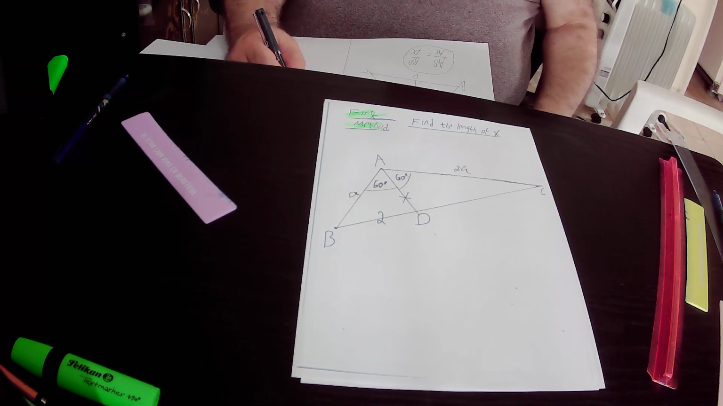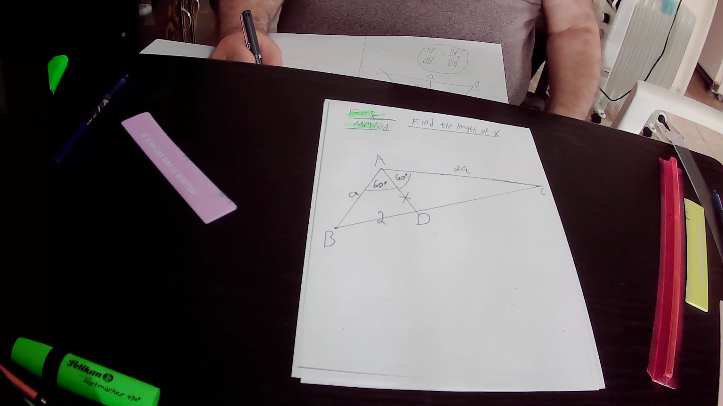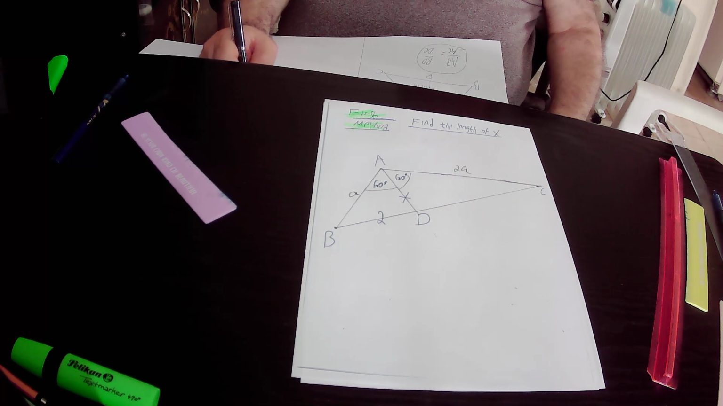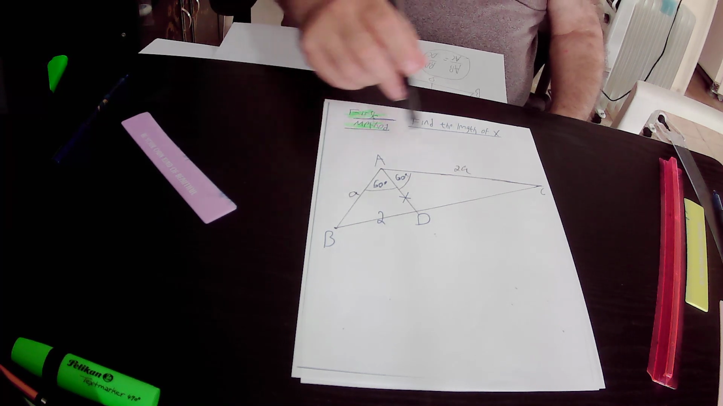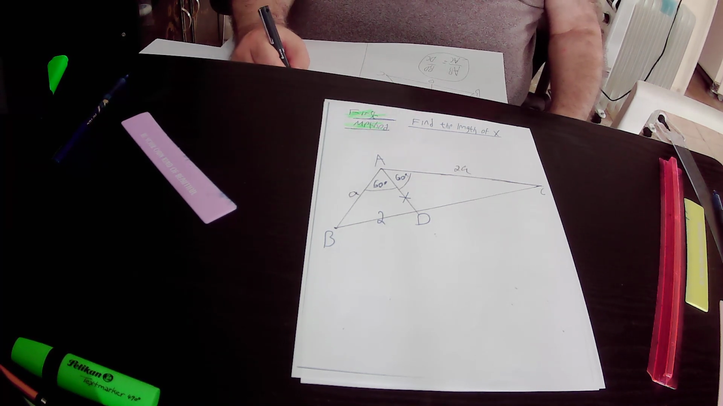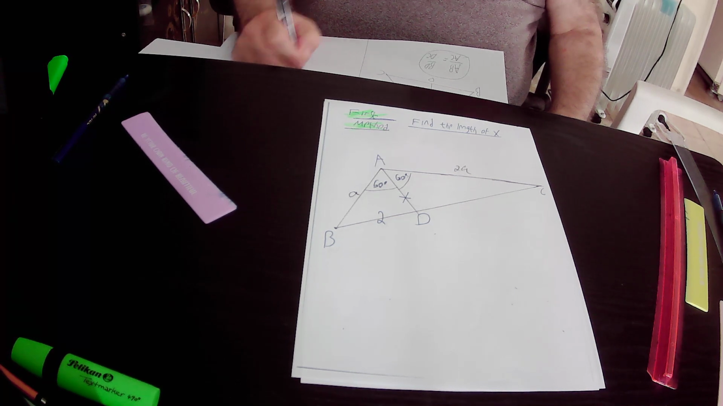According to the angle bisector theorem, AD is the angle bisector, of course. So according to the angle bisector theorem, we get that AB over AC equals BD over DC.